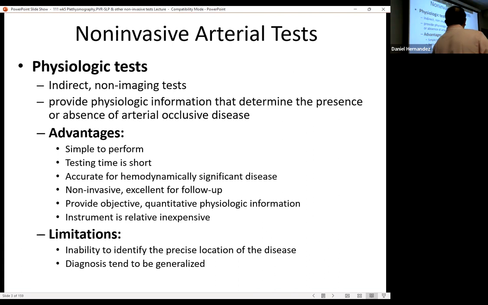Just some general background about some of these arterial tests. So they're considered, again, indirect because they're non-imaging. We don't actually acquire images of the vessels that we're examining. They provide us with good information to determine the presence or absence of arterial occlusive disease. So that test that we're doing now, that PVR-SLP, what we do in the lab, that's a good baseline for us to determine, does this patient have peripheral arterial disease, yes or no?